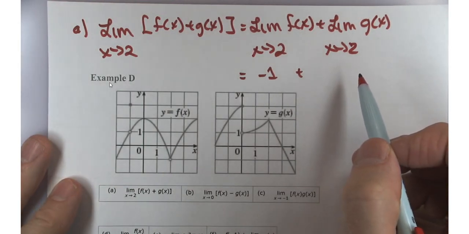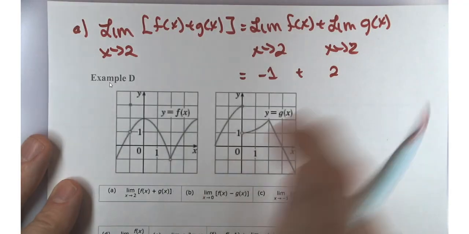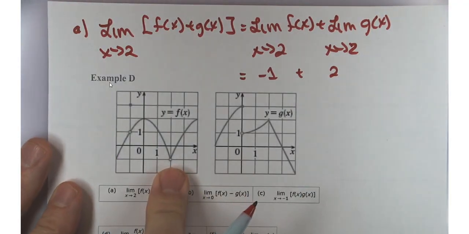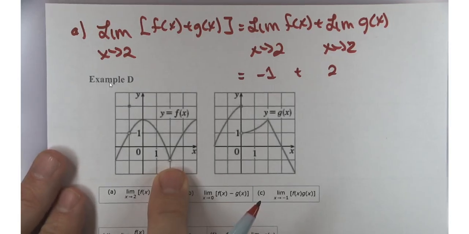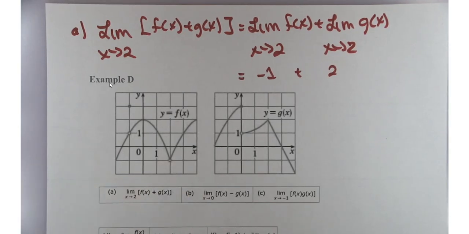2. Yeah, 2. Now, interestingly enough, is f of x defined at x equals 2? Can I find f of 2? No, it's a hole there in that graph. So it's not defined, but that doesn't prevent the limit from existing.